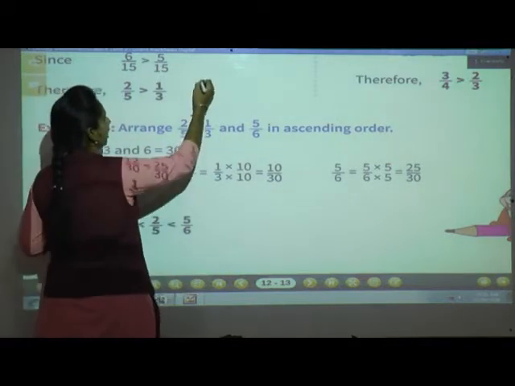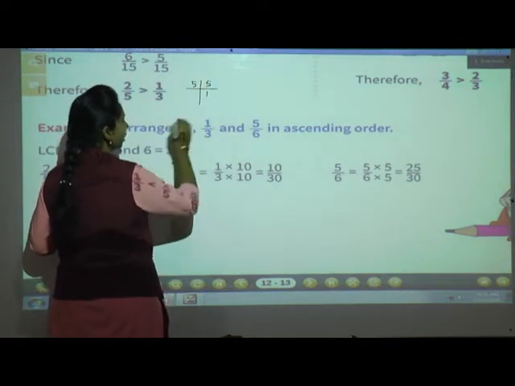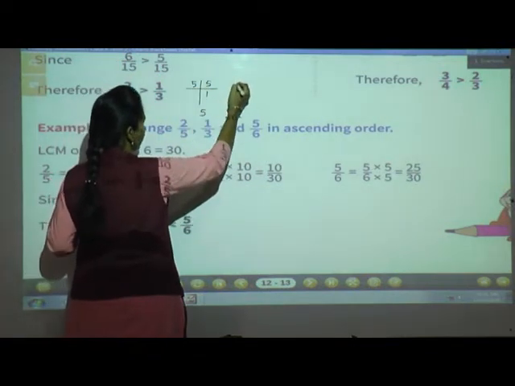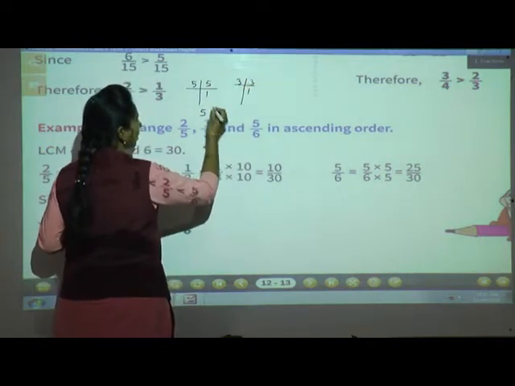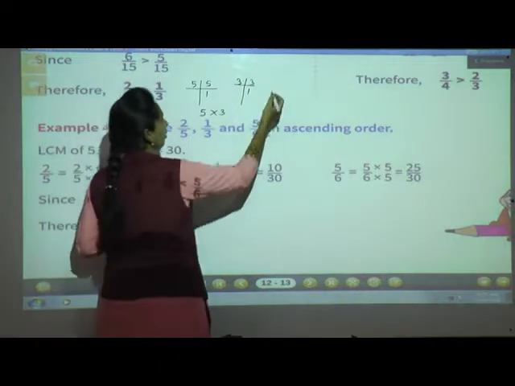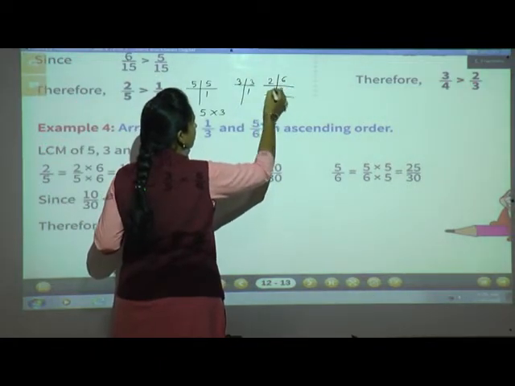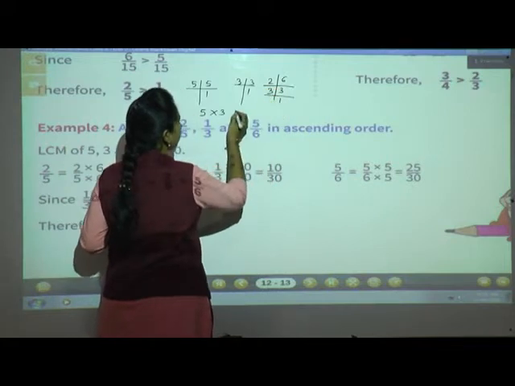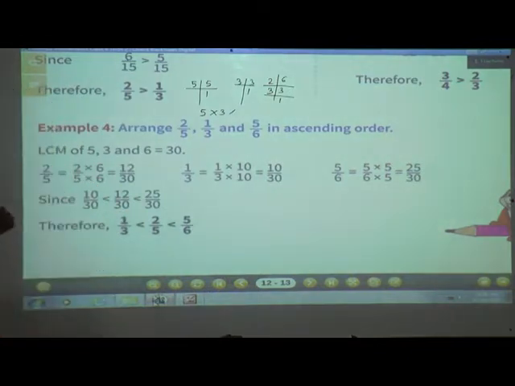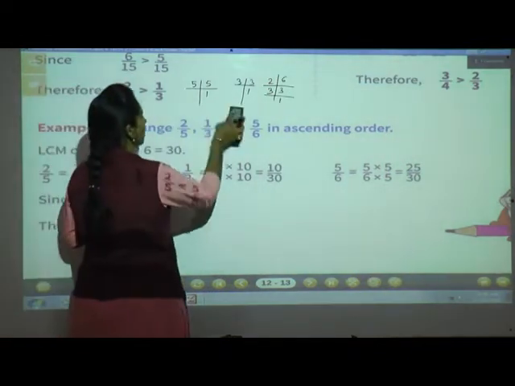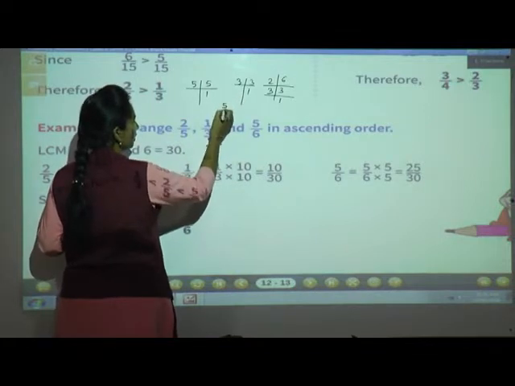See, 5. 5 ones are 5, okay? So 5. And the next is 3. 3 ones are 3. So multiplied by 3, isn't it? Now what about 6? 2 3s are 6. 3 ones are 3. And so, see, the factors of 5 is 5, of 3 is 3, and of 6 is 2 and 3.